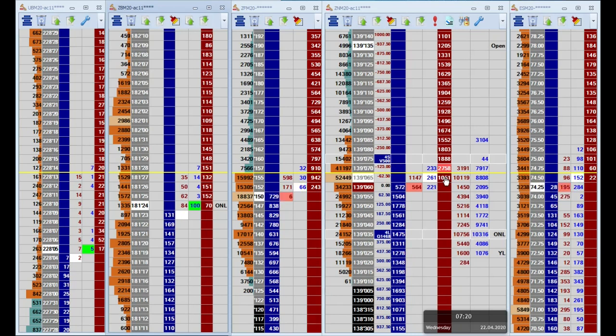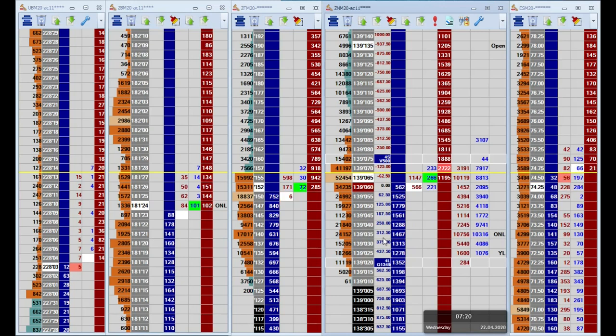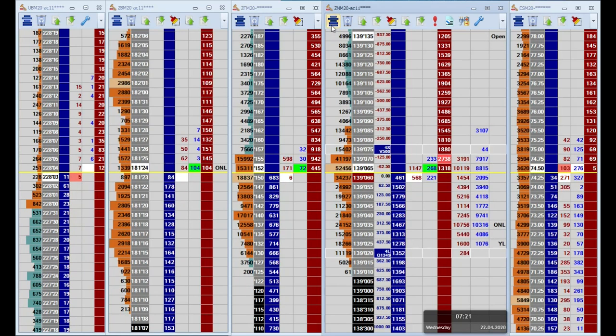That's one of the pitfalls, or I guess it's not really a pitfall, but it's a feature of this product, that you just click into a box and you're filled just like that. So I still think it's a good trade. It's within my risk parameters. If it comes up against me a little bit, 3 tick loss, that's perfectly fine.